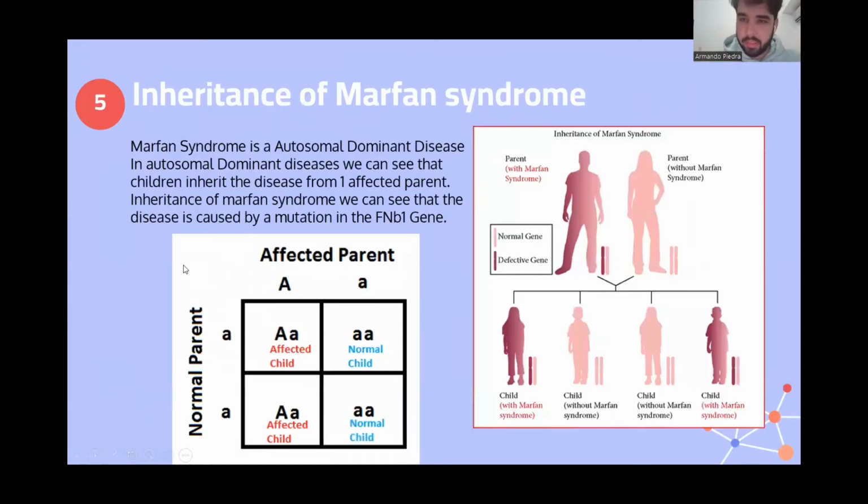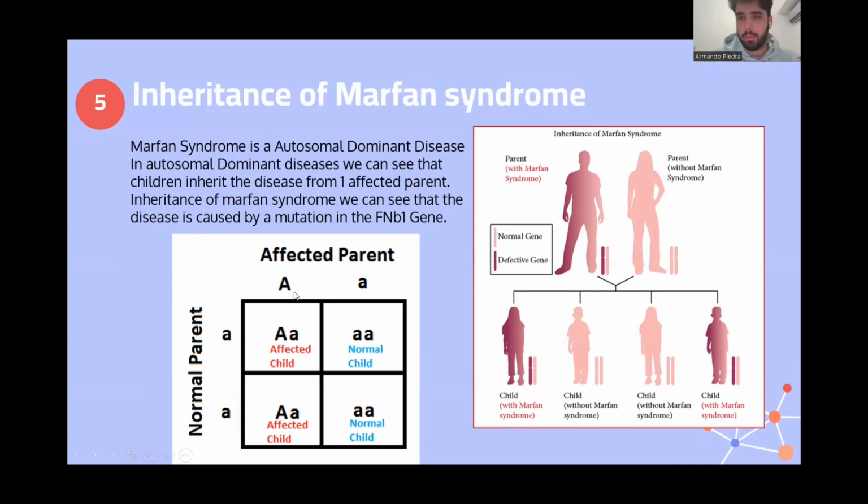We can see that Marfan syndrome is an autosomal dominant disease. In a normal autosomal dominant disease, we see that the child inherits the disease from just one affected parent. The other parent has nothing to do with the disease, no family history of anything, but unfortunately, one parent has the disease. We can see that Marfan syndrome is actually a mutation in the FBN1 gene, and unfortunately, the child inherited that mutation and was born with the disease.